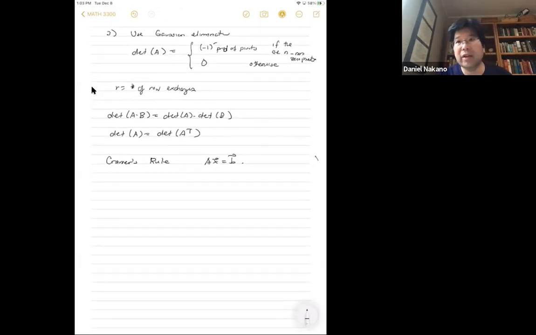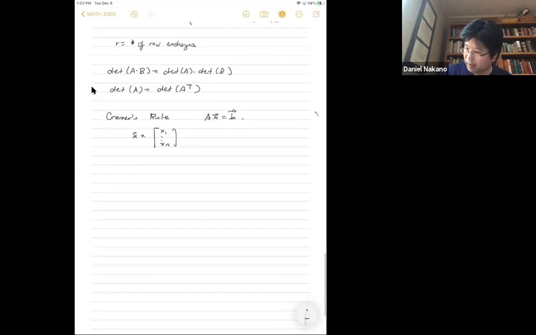So the point is that with Cramer's rule, you can actually find the solutions by using the determinant. If I have x being a solution, x1 up to xn, then the xi's are equal to the determinant of A_i(b) over the determinant of A.